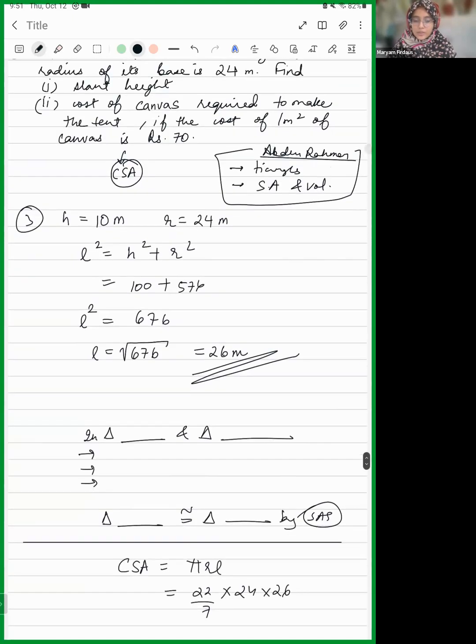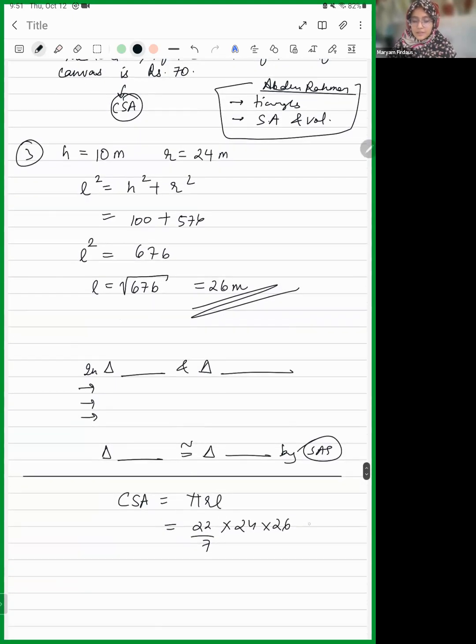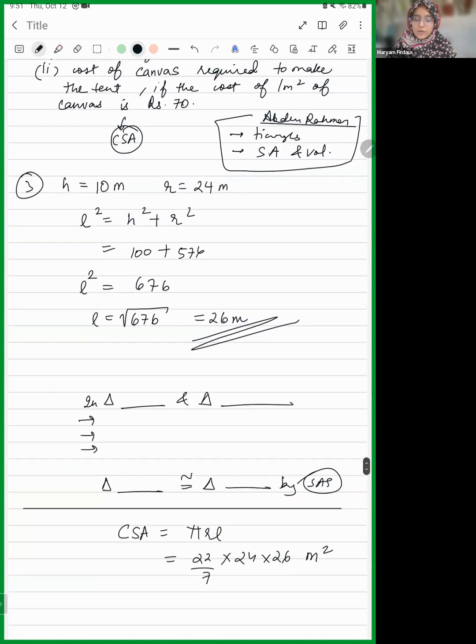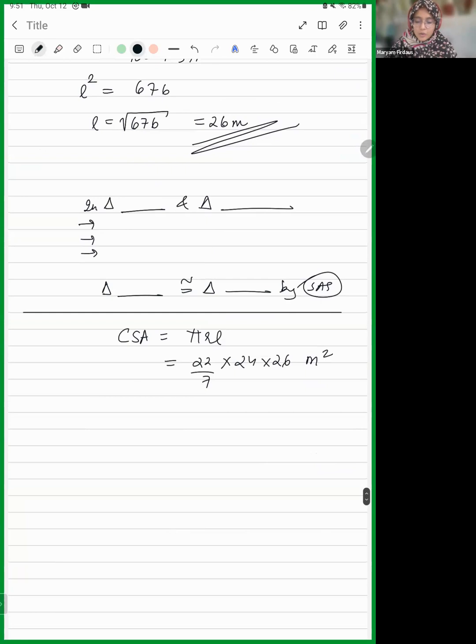So this is the curved surface area, something something meter square, right? You have to find the cost of the canvas. So the cost of canvas is going to be this entire thing, the CSA, into 70 rupees. So this 7 and this 70 gets cancelled. Then you have to just multiply this entire thing. And what do you get?